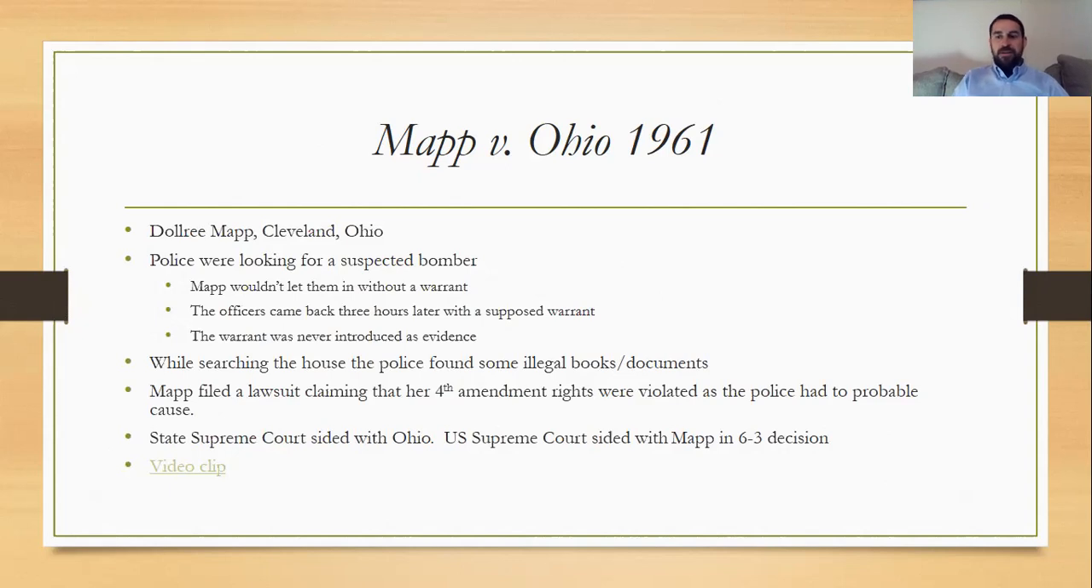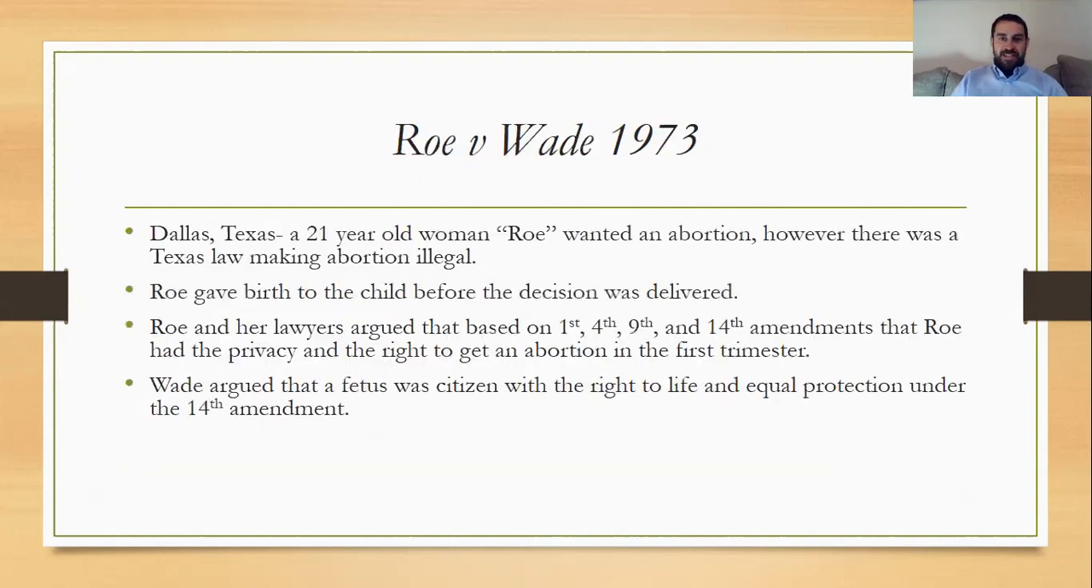Okay, so basically these two Supreme Court cases set this precedent that said if the police are going to use evidence, they have to get it with a warrant. If they don't, they're not going to be able to use it in a trial. Next case, Roe versus Wade. This case happened in 1973.